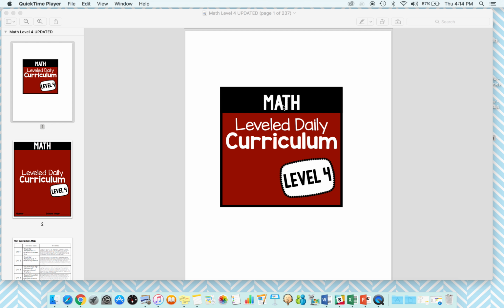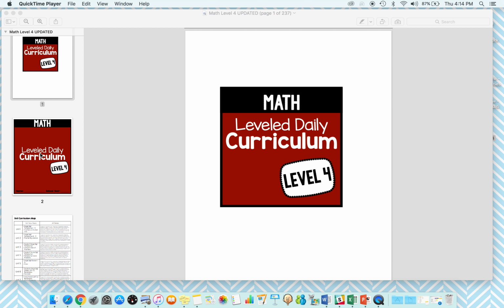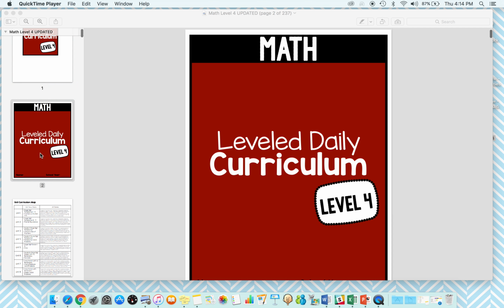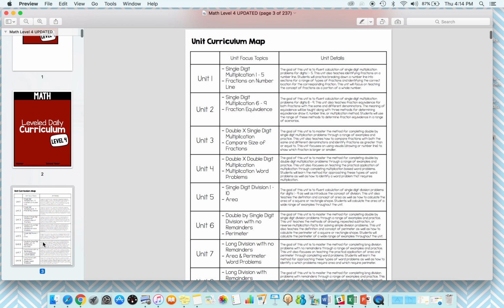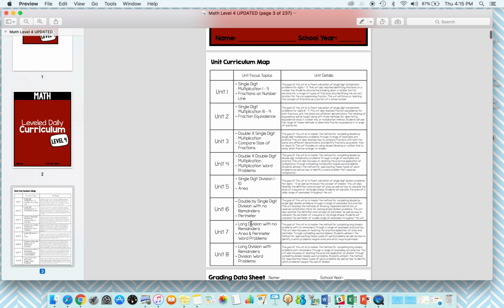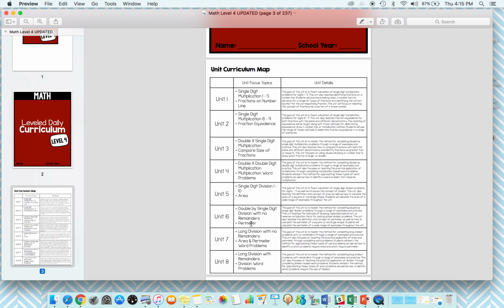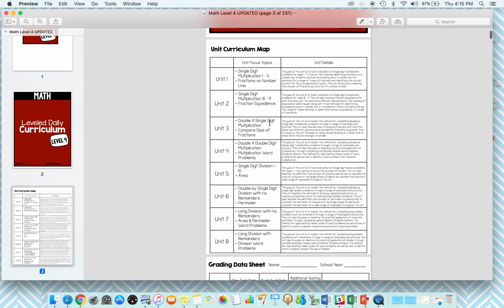So I wanted to do a really brief run through of the Level 4 Daily Curriculum. I'm not going to get as in-depth as my other video previews for the other levels, but it does follow the same structure. So if you're new to the TAH leveled curriculum, definitely check those out. But I want to give you some glimpses into the content here. I had so many requests for Level 4. I was super excited to make it, to see that so many kids had done so well with levels 2 and 3 and were ready for something harder. So here's the curriculum map.